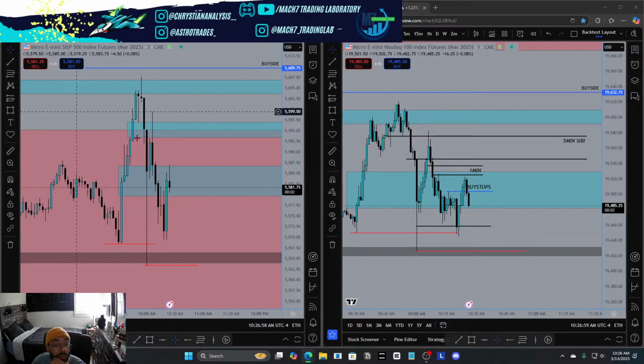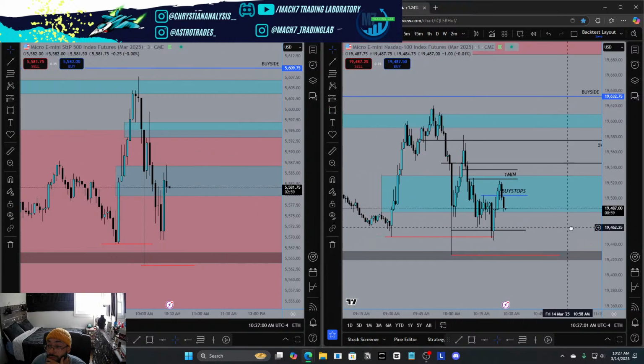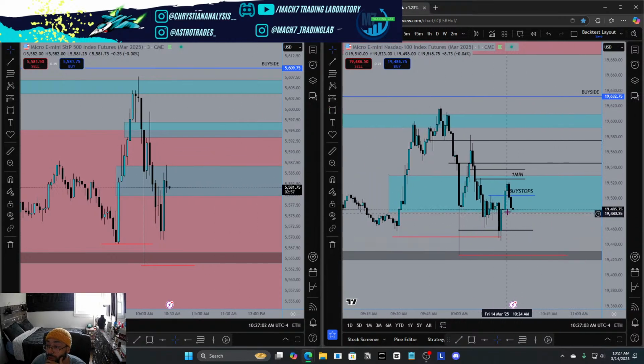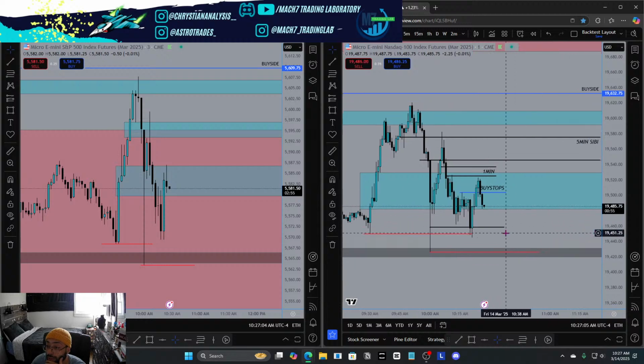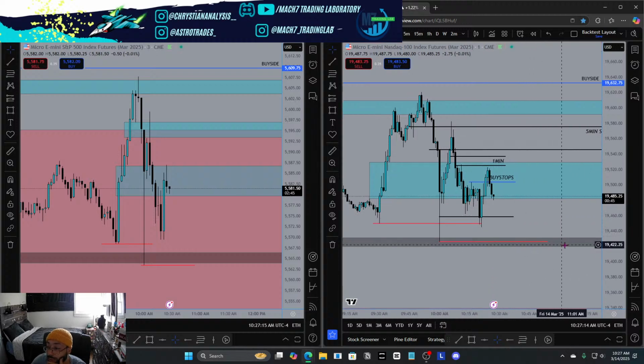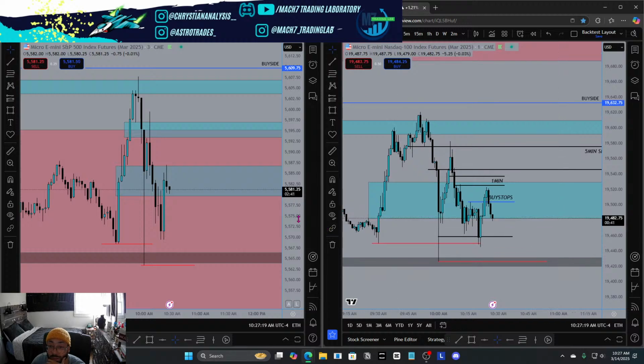Currently right now she's still in premium. Do we make another attempt now to sweep below 1021 lows to then get back into the 930? So the 930 would be as well as this 1 hour PDRA. So let's just see.